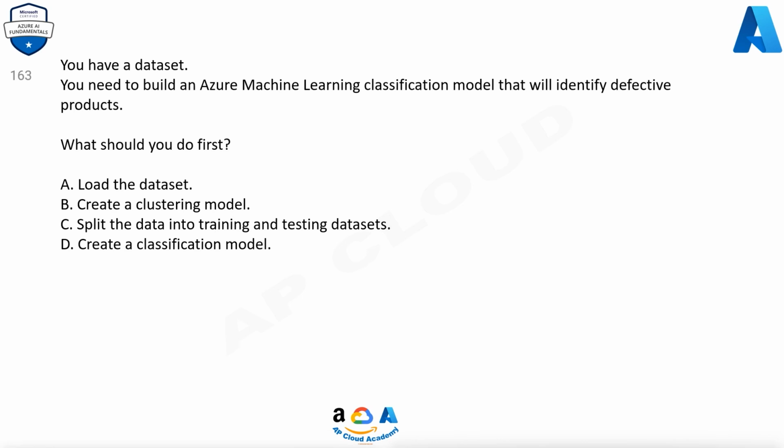163. You have a dataset. You need to build an Azure Machine Learning classification model that will identify defective products. What should you do first? A. Load the dataset. B. Create a clustering model. C. Split the data into training and testing datasets. D. Create a classification model.